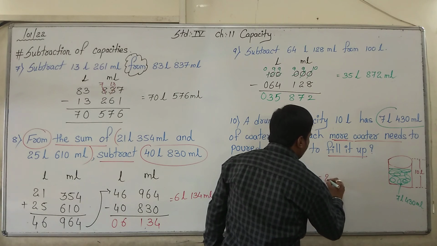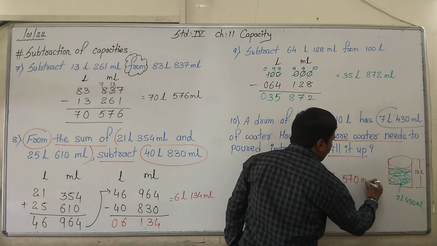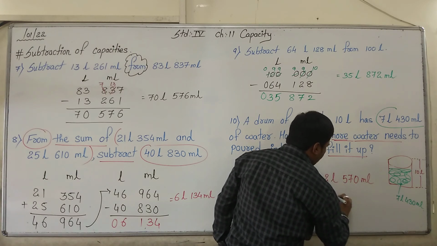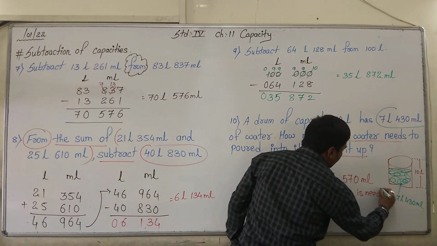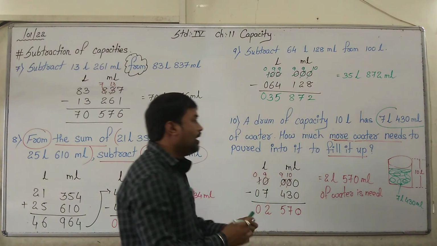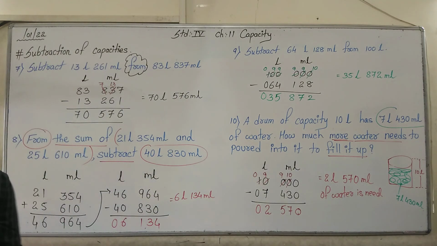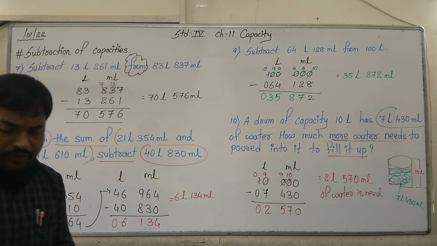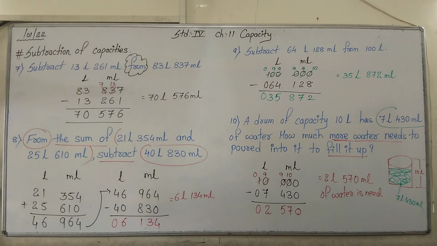So that is 2 liter 570 ml of water is needed. This much water is still needed to fill our container completely. Are you getting me? And again it is very easy to compute with subtraction of capacity.